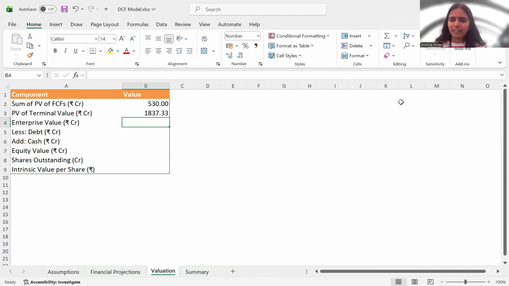To get equity value, adjust for net debt. Equity value is equal to enterprise value minus net debt plus cash. So I'll enter the net debt number. For example, net debt is equal to 300 crore and cash is equal to 100 crore, and then compute equity value as enterprise value minus net debt plus cash. Then compute intrinsic value per share.